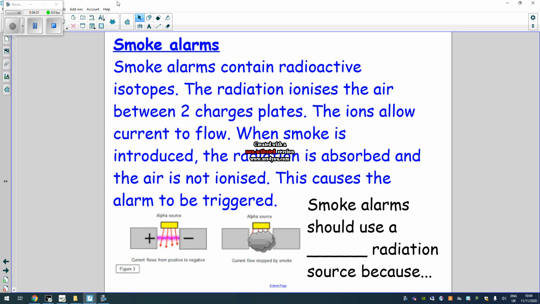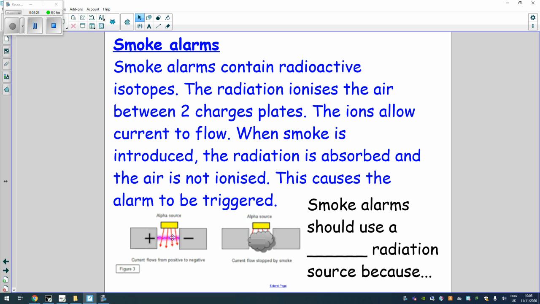Right, moving on to our last one then. So smoke alarms. I want you to have a think about which one we should use for smoke alarms. So if I go through what it does, and then you can have a go again, try and write your own answer, and then I'll go through the answer again. Smoke alarms contain radioactive isotopes. So the radiation ionizes the air between two charged plates. We've got a positive and a negative charge, and we ionize the air in the middle because normal air can't carry electrons, can't carry charge.